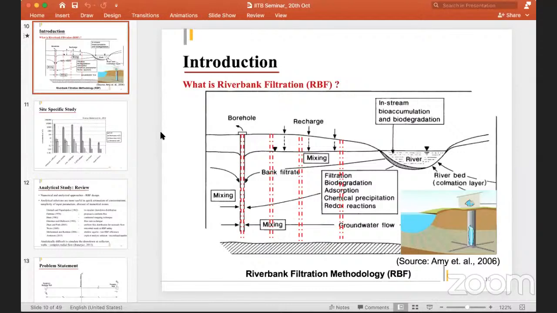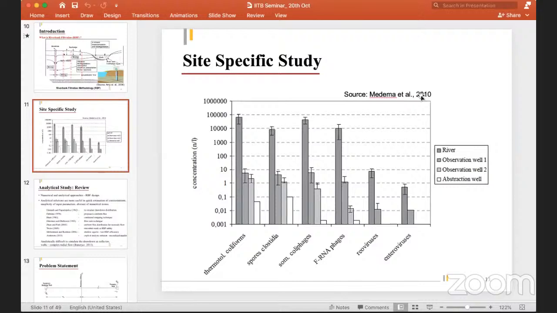Yes, madam. Various studies have also demonstrated that the fertilizer chemicals, other organic substances and the nutrients present in the water are also taken care of very effectively during the bank filtration. So, as you can see, this particular reference from Madhima et al. clubbed the bacteria along with the nutrients. I only focused on the bacteria, but the nutrients also follow the same graph parallelly. So that is also efficiently controlled and taken care of.